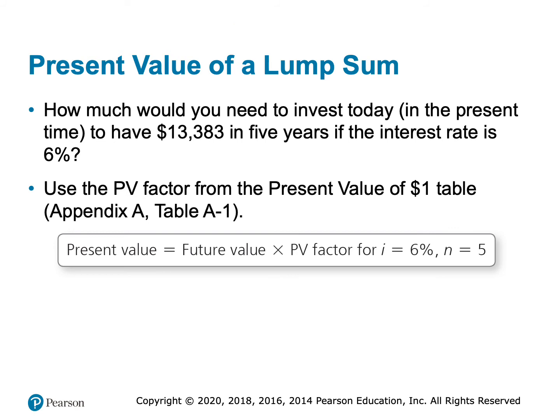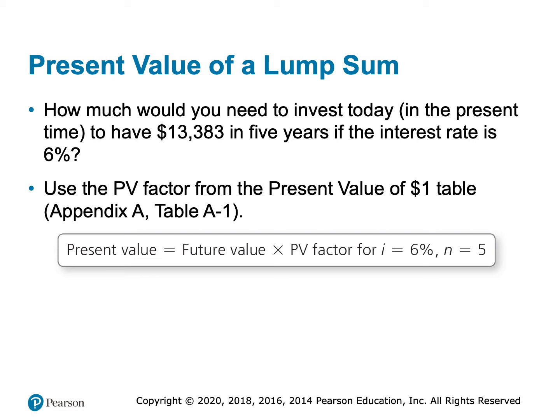So the easy way to calculate this is you're going to find those table values, which are called factors. You're going to find the factor based on the interest rate and the number of years, and then you multiply that factor by the cash flow. So let's do an example.